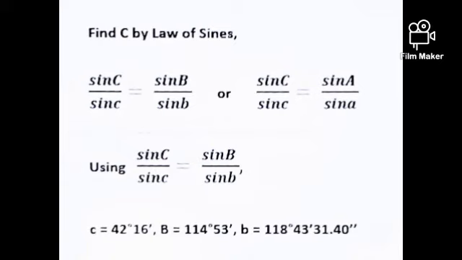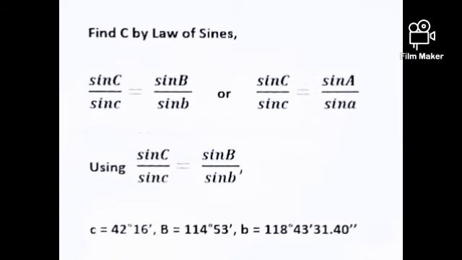And finally, to find angle capital C, we use the law of sines because we are given the small side c and we are given the angle capital B, and we have found the side small b. So you can use the equation sine of capital C over sine of side small c equals sine of angle B over sine of small b. Or you can use the equation sine of angle capital C over sine of small c equals sine of angle A over sine of side small a, because we have already solved for angle A.